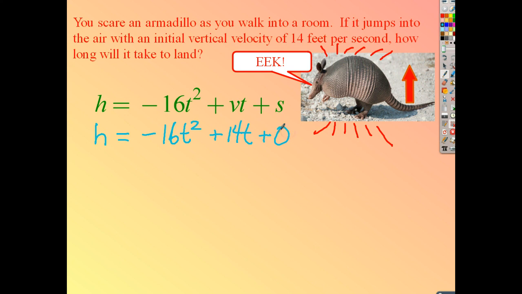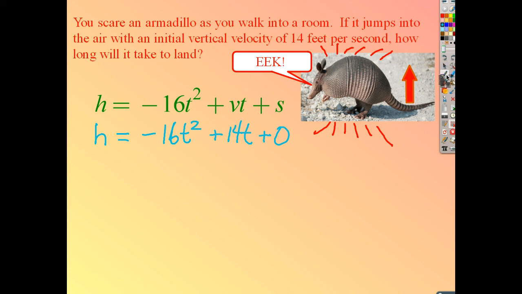And so I misspoke when I was talking about h, because that's actually something we're going to be talking about later, the highest point. So in this case, we're talking about this armadillo. We're saying it starts on the ground at 0 and it goes up in the air. It jumps up in the air and then it comes back down.